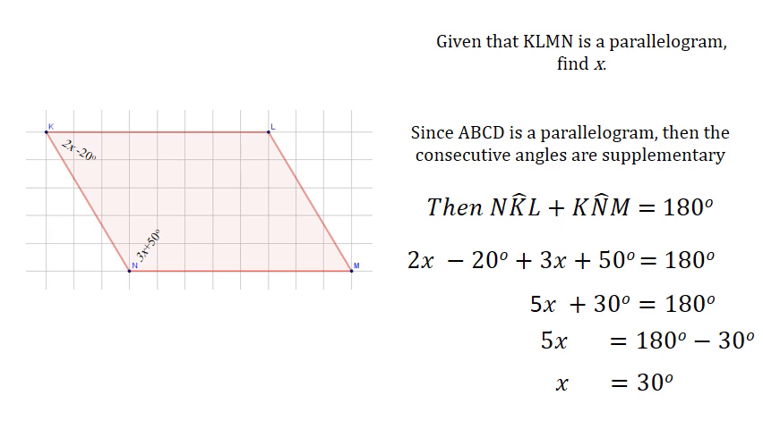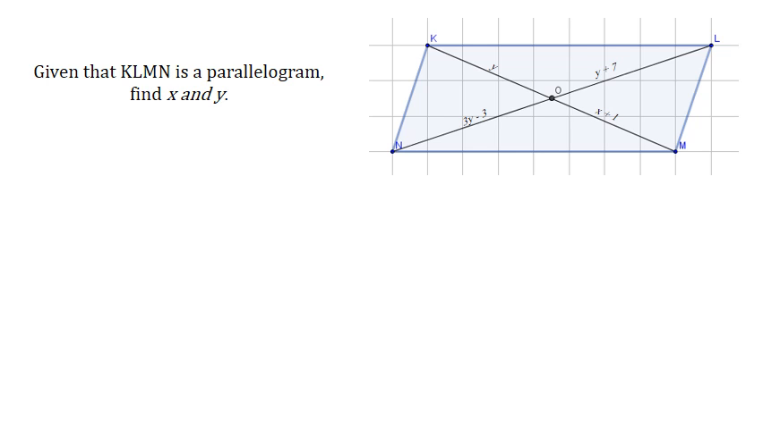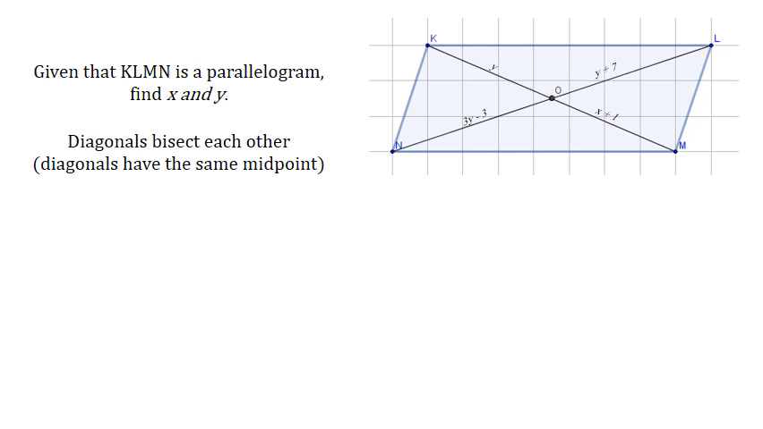Now let's talk about diagonals. Observe this figure. We have KLMN is a parallelogram and we want to know the values of x and y. O is the center of the parallelogram. It is the midpoint of the two diagonals. The diagonals of the parallelogram bisect each other. They have the same midpoint. It means that KO equal OM and NO equal OL. This is the meaning of bisecting each other.